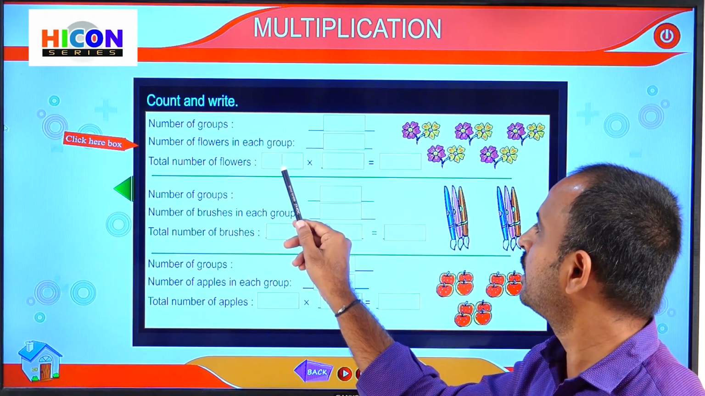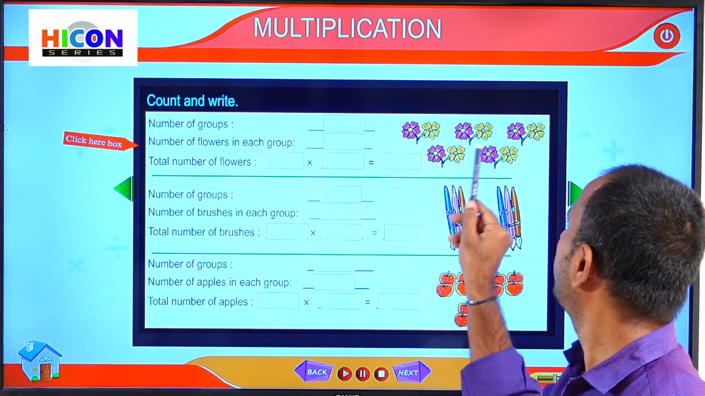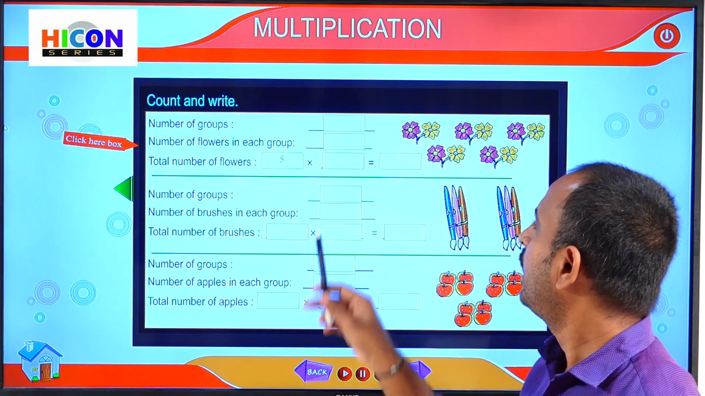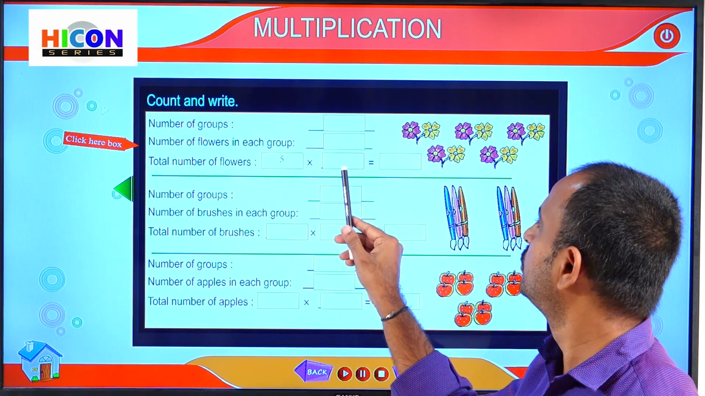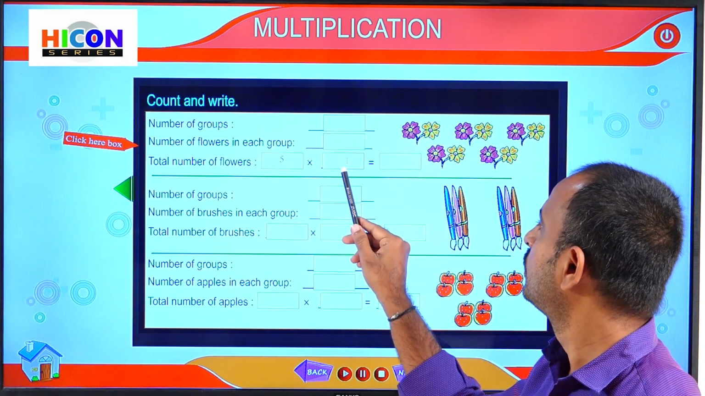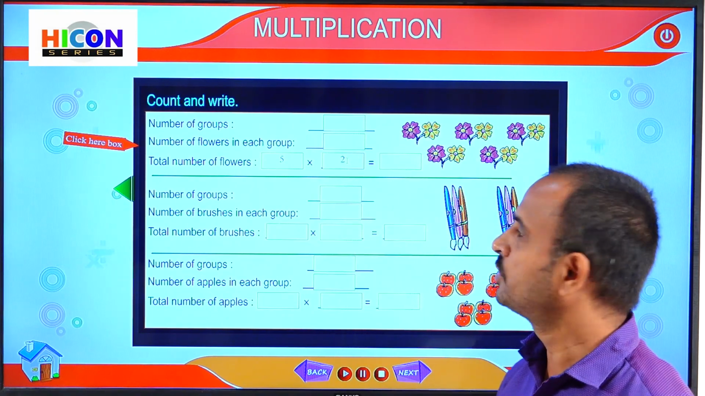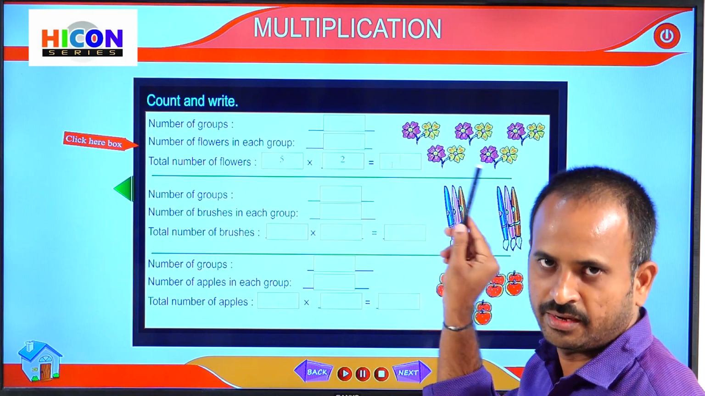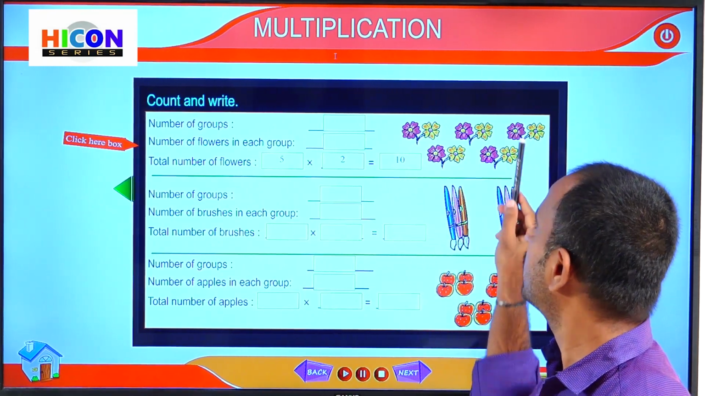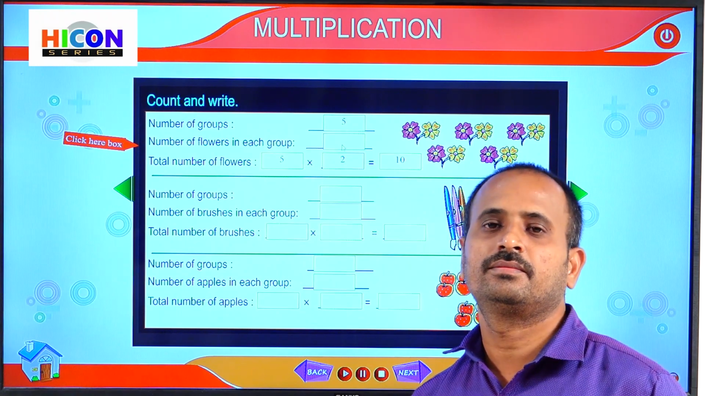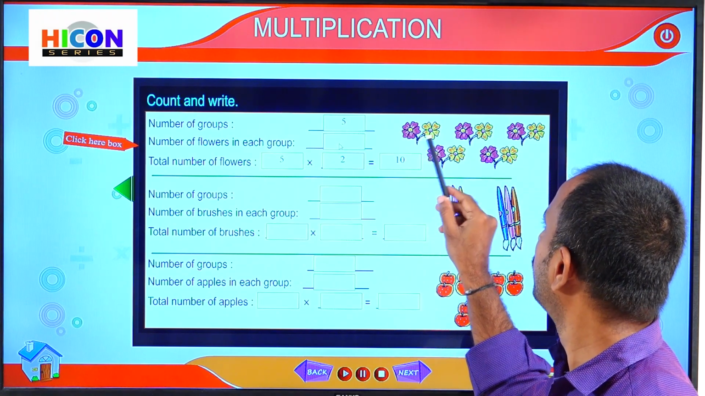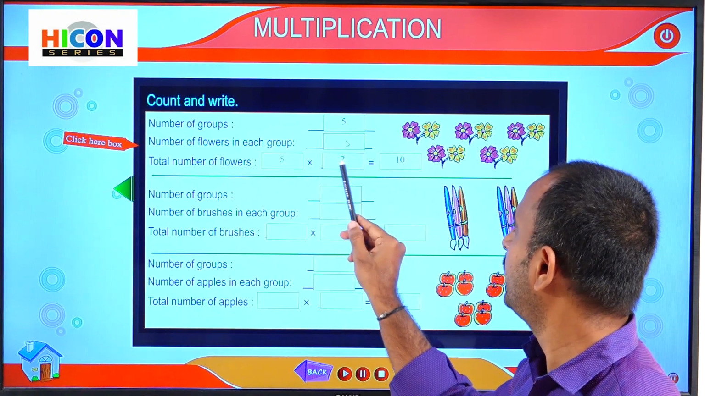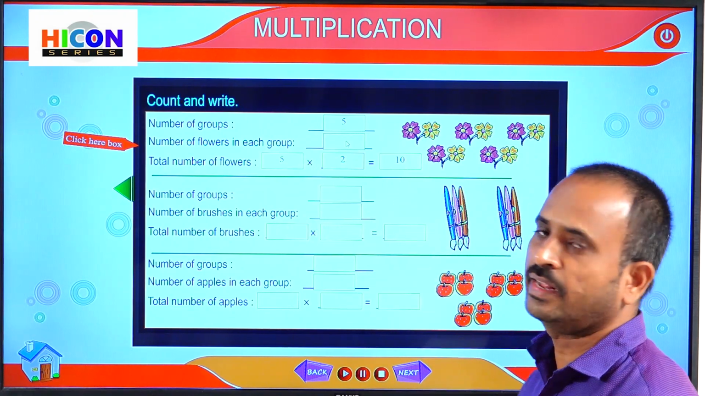How many groups are there? There are 1, 2, 3, 4, 5. 5 groups are there. So write 5 in this box. And how many flowers are there in each group? There are 2 flowers in each group. So write 2 in this box. So children, 5 into 2, 5 2s are how much? 10. Total 10 flowers are there. That means we have to add 2 five times. So 5 times 2 can be written as 5 into 2, 5 2s are 10.